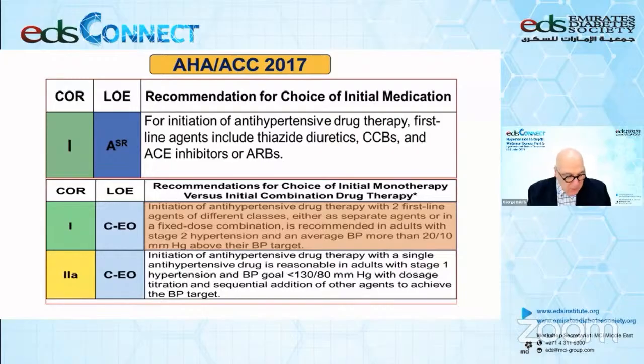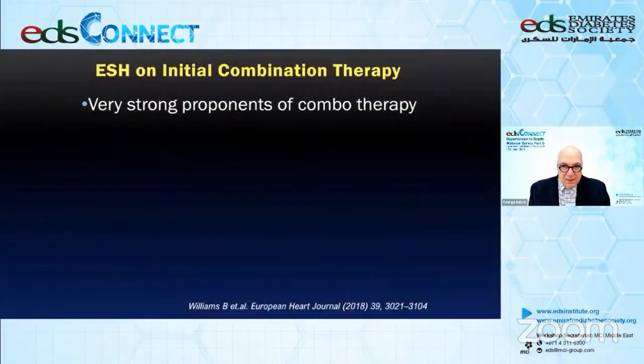If you don't want to do that, then use two different medications, two different pills, although it's easier on the patient if you use a single pill. But the triumvirate is ACE-ARB, CCB, diuretic. Some combination of those agents are what is recommended as initial therapy. So combination therapy is very important.